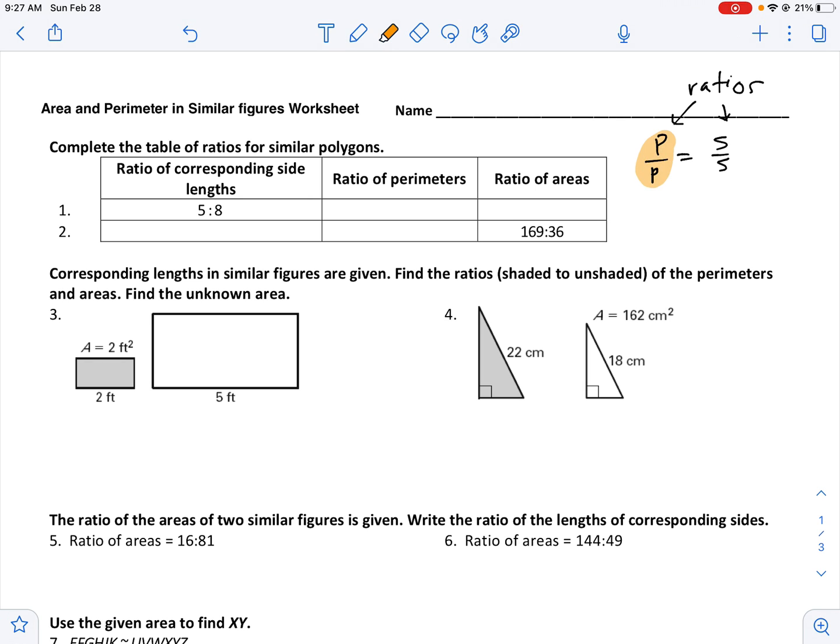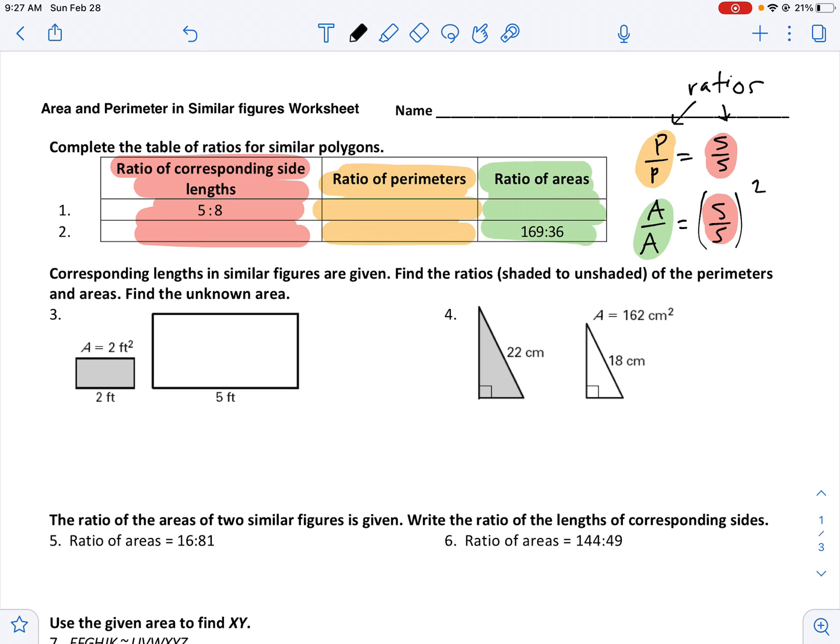So this is your perimeter ratio, and this is your side ratio. So side ratios, perimeter ratios. We also know that the area ratio is equal to the side ratio squared. So your area ratio, the numbers here, is equal to your side ratio squared. So our perimeter ratio and side ratio are equal, and our area ratio is our side ratio squared.